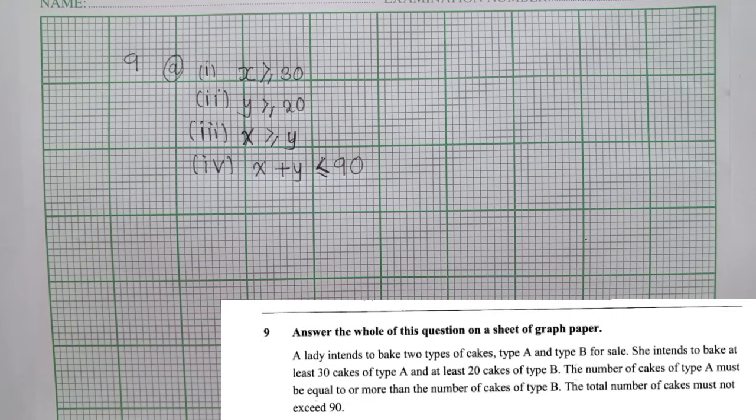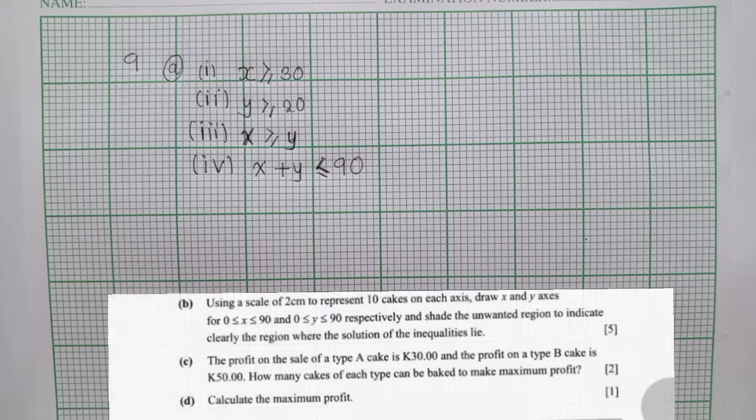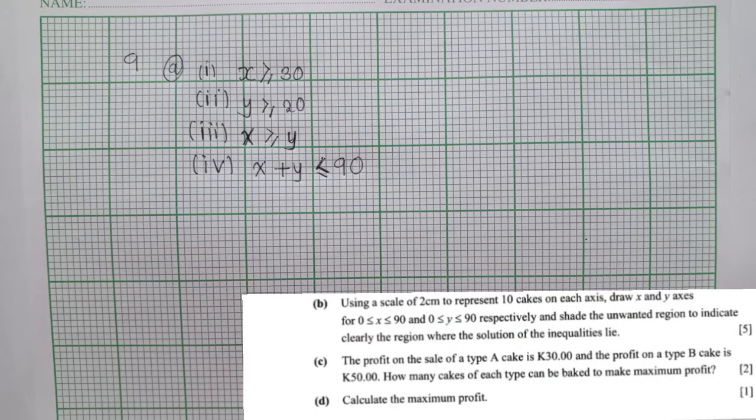So the next question here, they are saying using a scale of 2 centimeters to represent 10 cakes on each axis, X and Y axis, for 0 is less or equal to X, less or equal to 90, and 0 is less or equal to Y, less or equal to 90, respectively. Shade the unwanted region to indicate clearly the region where the solution of the inequalities lie.